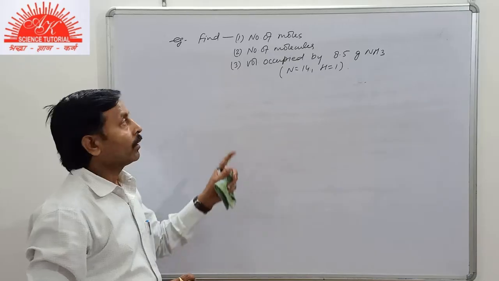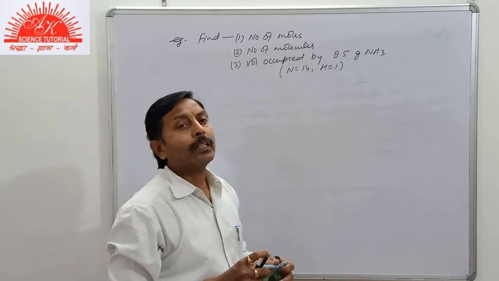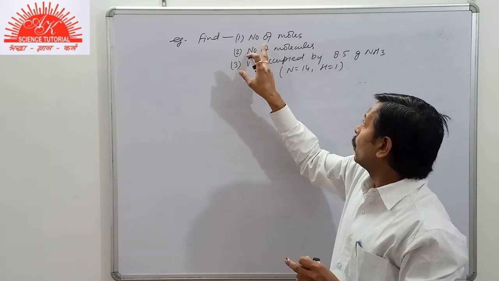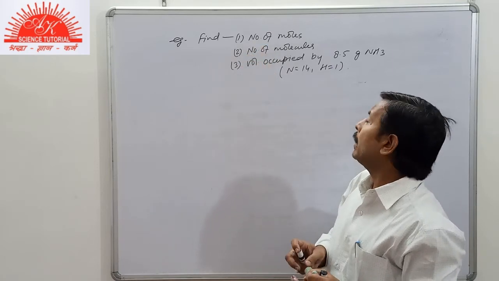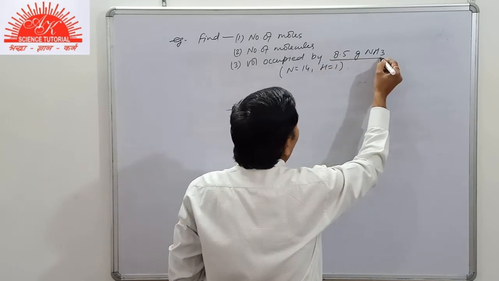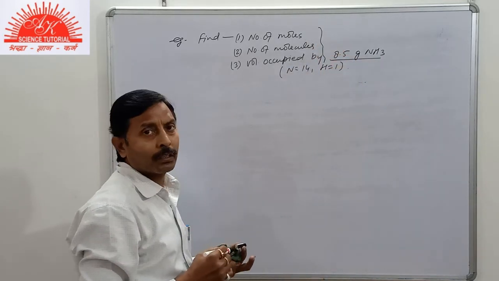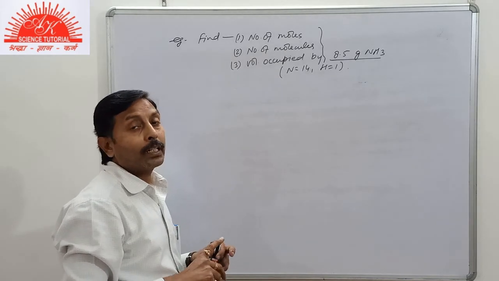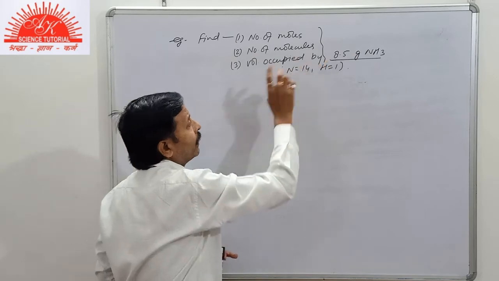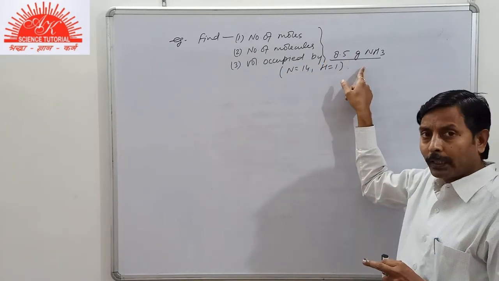Clear, students? Now, there is an example. Find the number of moles, number of molecules, and volume occupied by 8.5 gram of ammonia. Means this data is applicable for all the 3 components. Now you will use the relationships of the mole concept. Now what is given here? We are provided with the mass of the ammonia molecule.